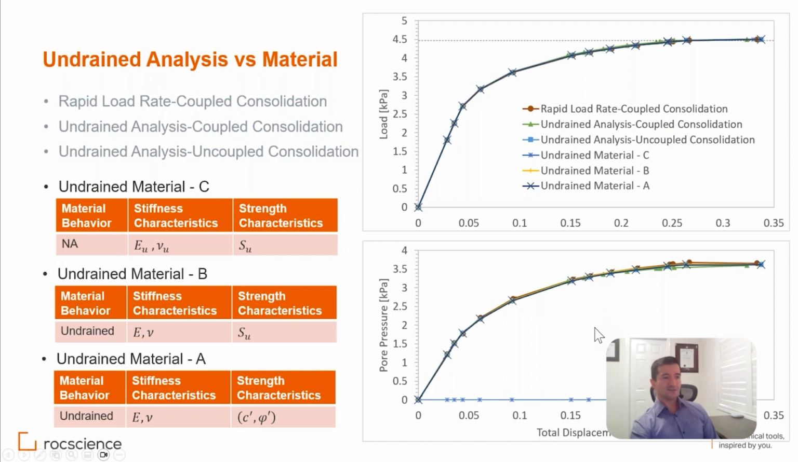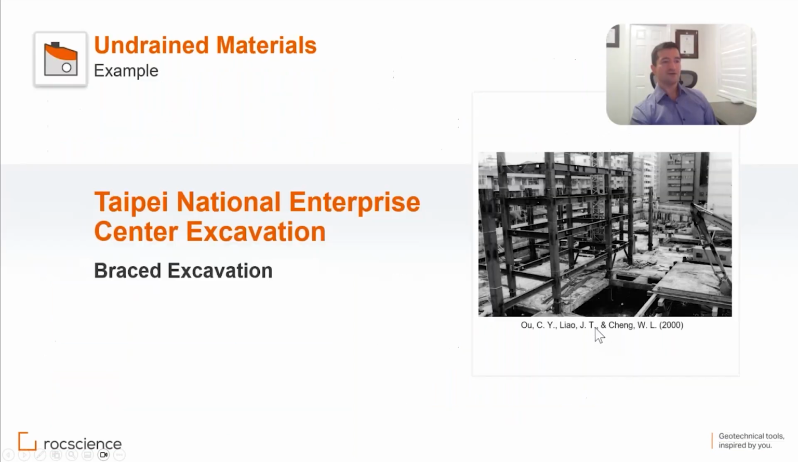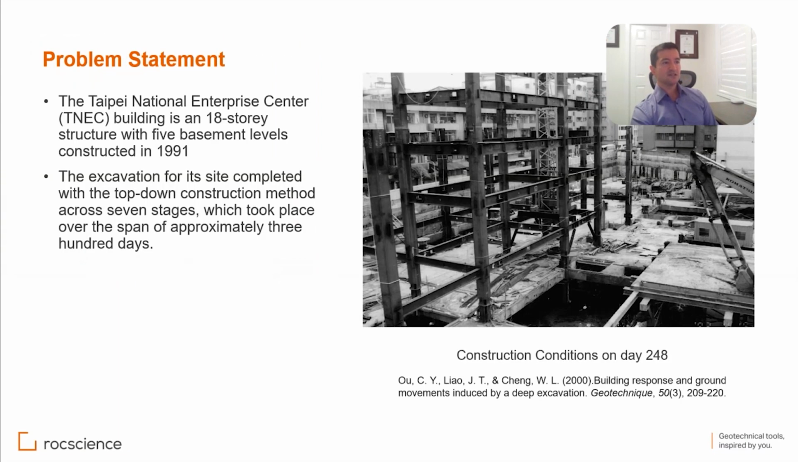Okay, so now we are done with the verification case. Let's look at a couple of examples that I have here. The first one is again looking at undrained material. The case that we are looking at is the Taipei National Enterprise Center excavation, which is a braced excavation.